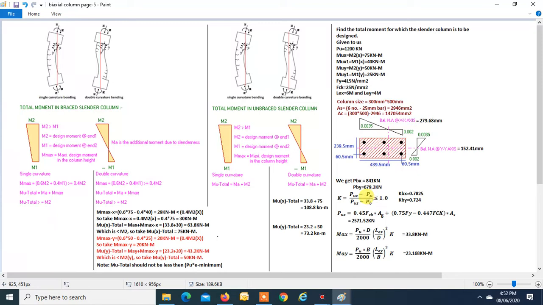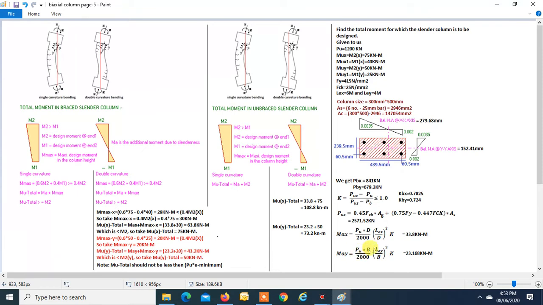For finding kBX, we have to take over here PBX. So when you put this value over here, we get kBX equal to 0.7825. When you put the value of PBY over here, then you get the value of kBY, that is 0.724. So these are the reduction factors to be applied to the additional moment Max, and the additional moment May. These are the additional moments about the major axis and minor axis.